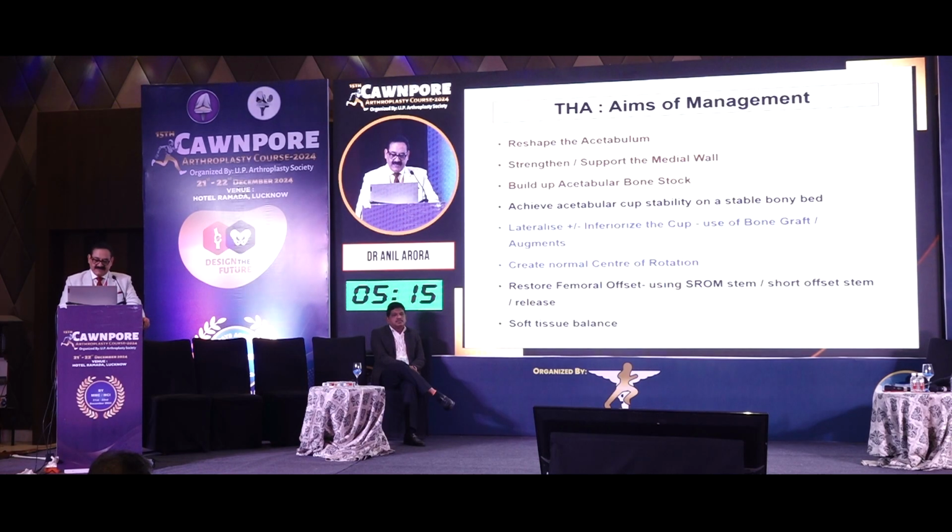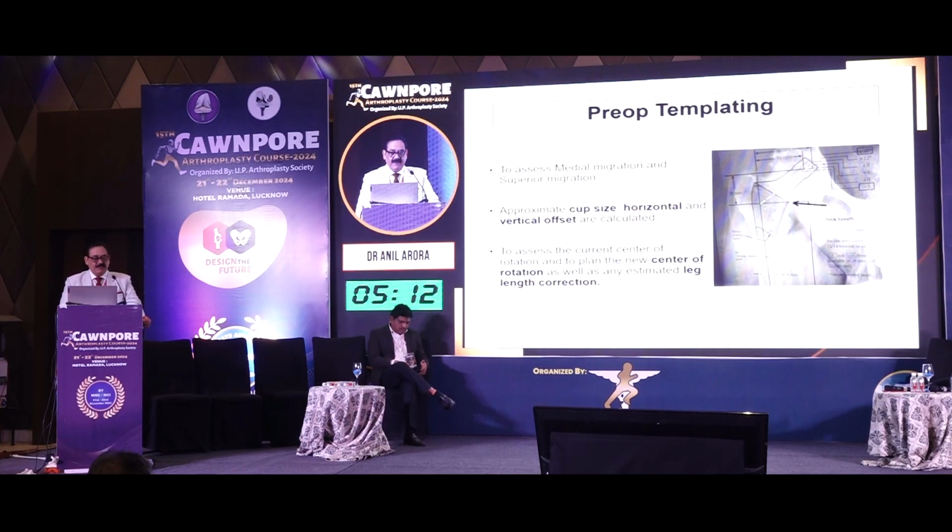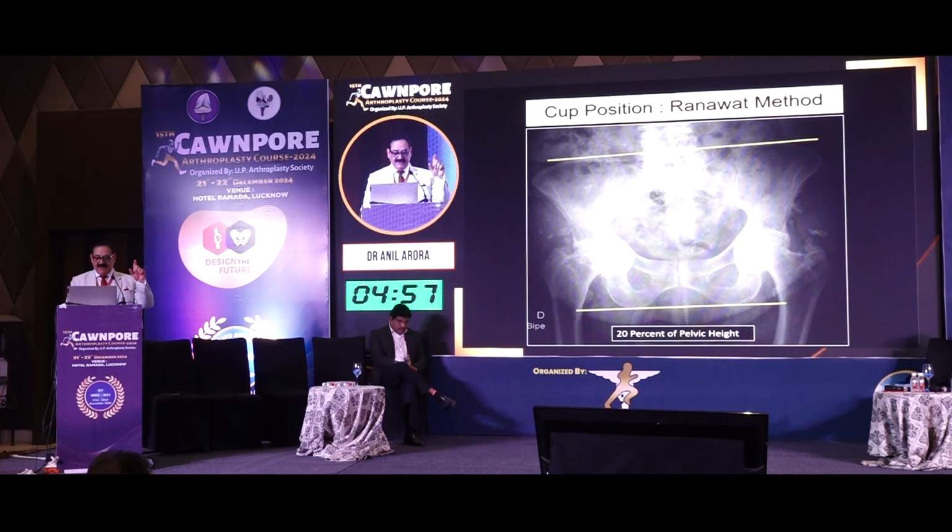And as in a usual case, we do templating, and in templating the most important aspect is where you want to place your cup, where is going to be the center of rotation. This morning we had a lot of discussion on the so-called high hip center. Now, where does the normal cup lie? The normal cup lies in an isosceles triangle, which is 20% of the pelvic height. This is Ranawat's method. It is 20% of the pelvic height with its inferior margin about 5 millimeters lateral to the intersection of Köhler's line and Shenton's arc. This is the normal area of the socket, and the center of this triangle is the normal center of rotation.